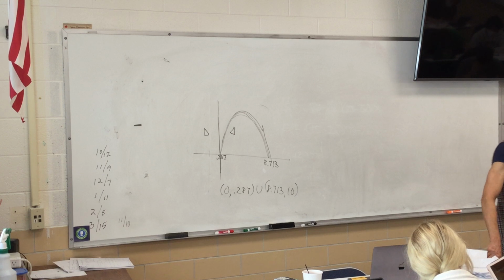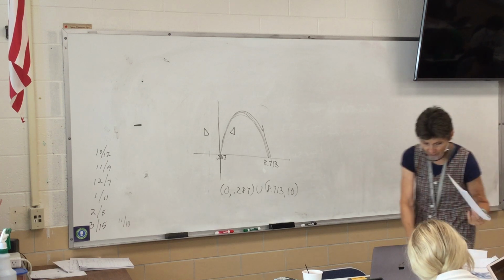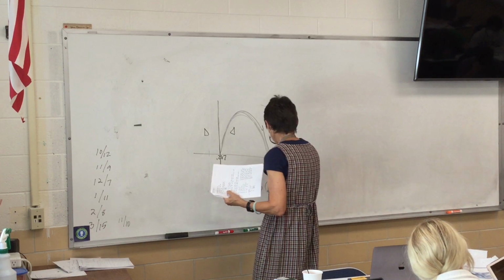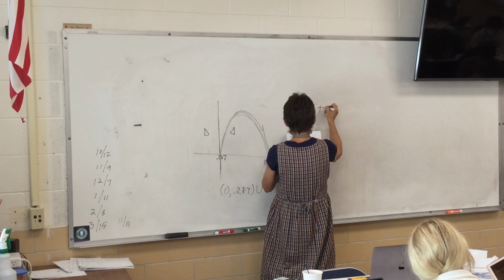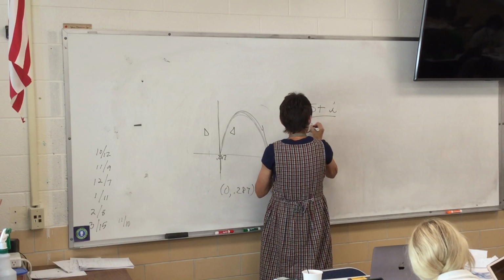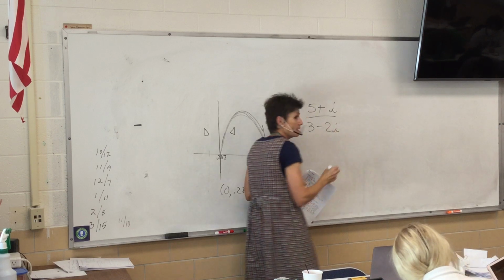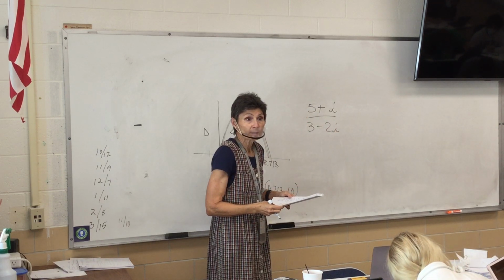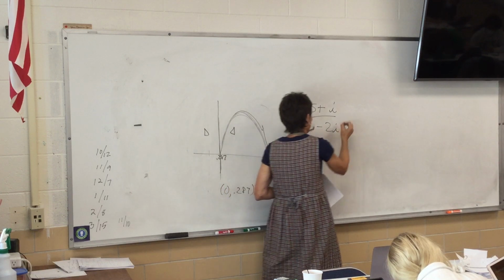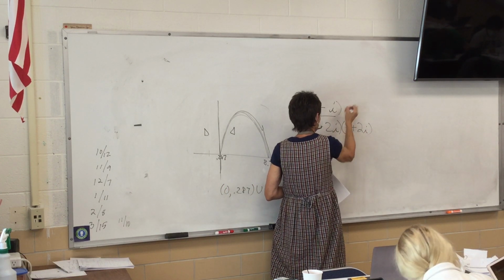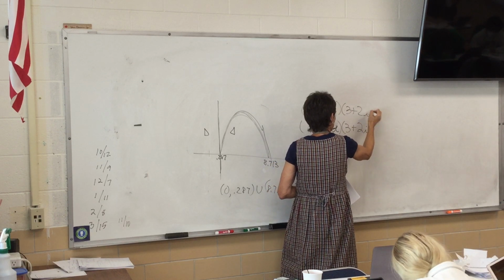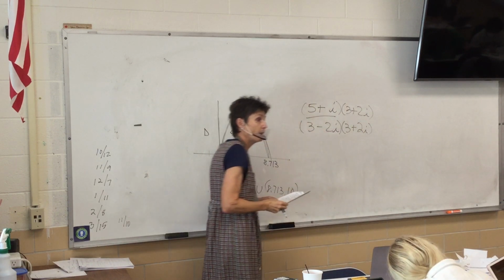All right, simplify. What do we do here? Get rid of the i in the denominator. And how do we make that happen? Multiply by 3 plus 2i. We call that the conjugate. The vocabulary word: multiply top and bottom by the conjugate of the bottom.